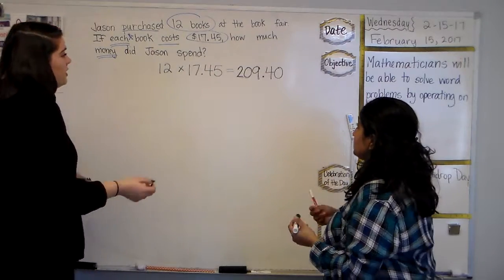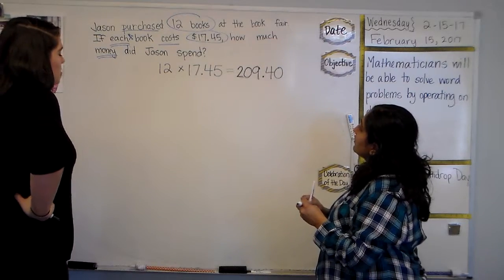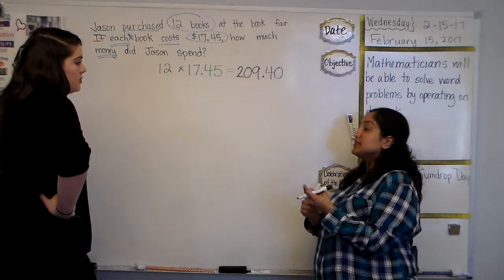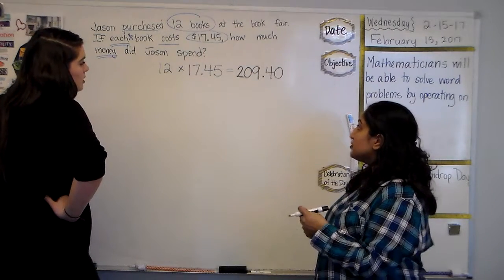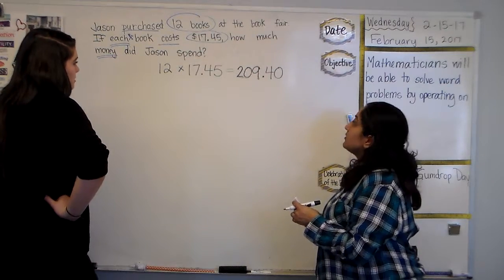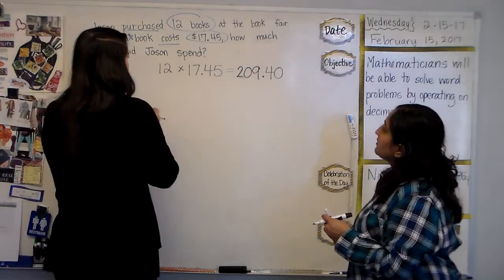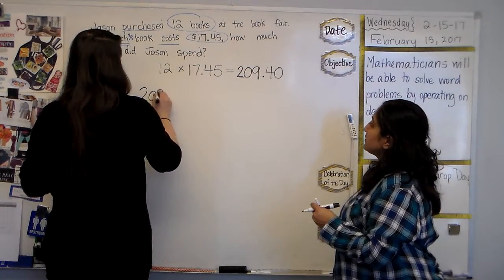So in order to check this, we need to rewrite our equation. And I know that when we check our work, we can use a second strategy. We can use the same strategy or the inverse operation. If this was multiplication, what operation do you think we should use? We should use division, the inverse operation of multiplication. Okay. So let's start out with 209 and 40 hundredths.